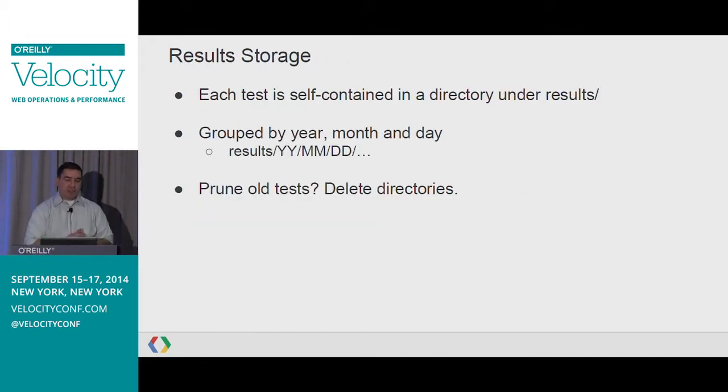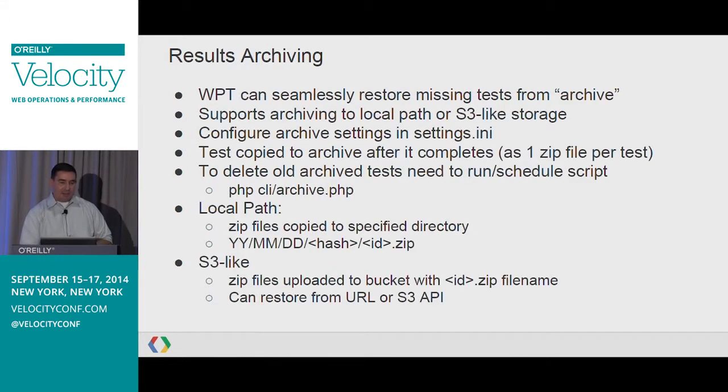As far as the results storage, we talked a little bit earlier about the directory tree where the results get stored. If you want to get rid of old tests, it's all hierarchical. You can delete an entire year's worth of tests just by deleting the directory for that year. Same thing by month, by day. Probably a cleaner way to do it is test archiving.